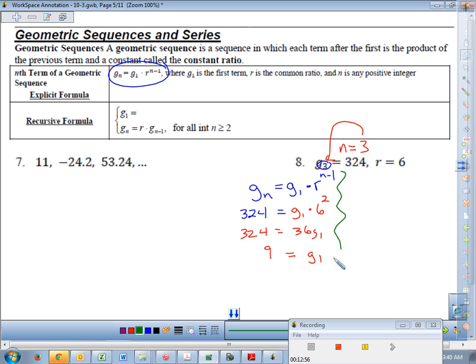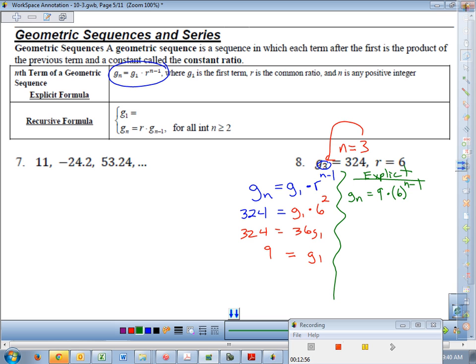So, squiggle, explicit. Remember, that was the question. Please write the explicit formula and the recursive formula. We just didn't have the ingredients we wanted yet. So, explicit: the nth term will equal that first term, which is 9, times the rate. Remember, they told us that. Is 6 to the n minus 1 power.